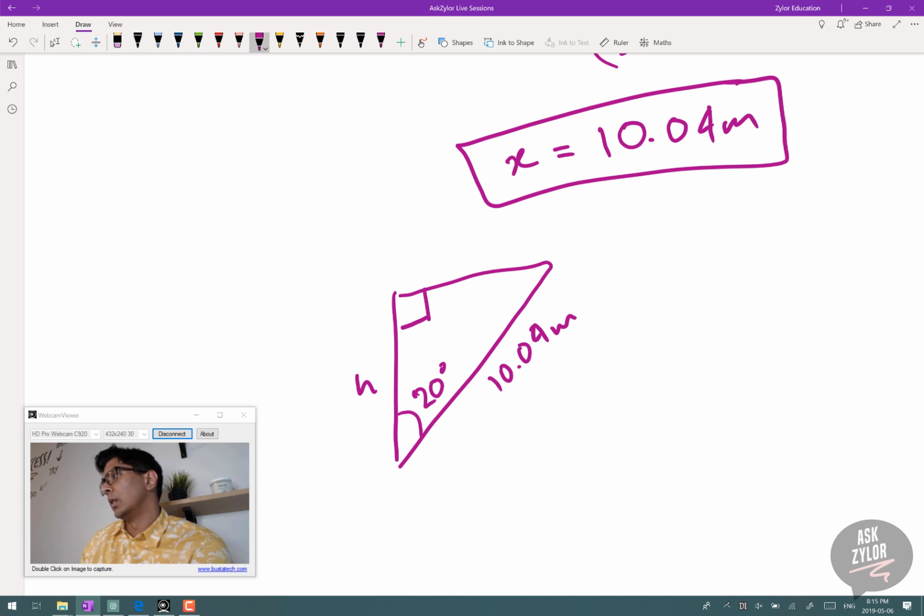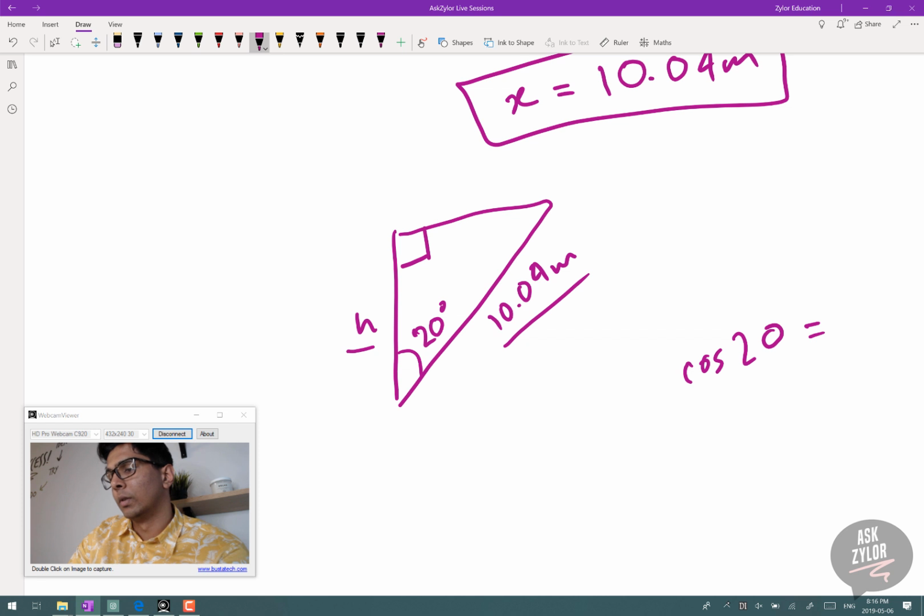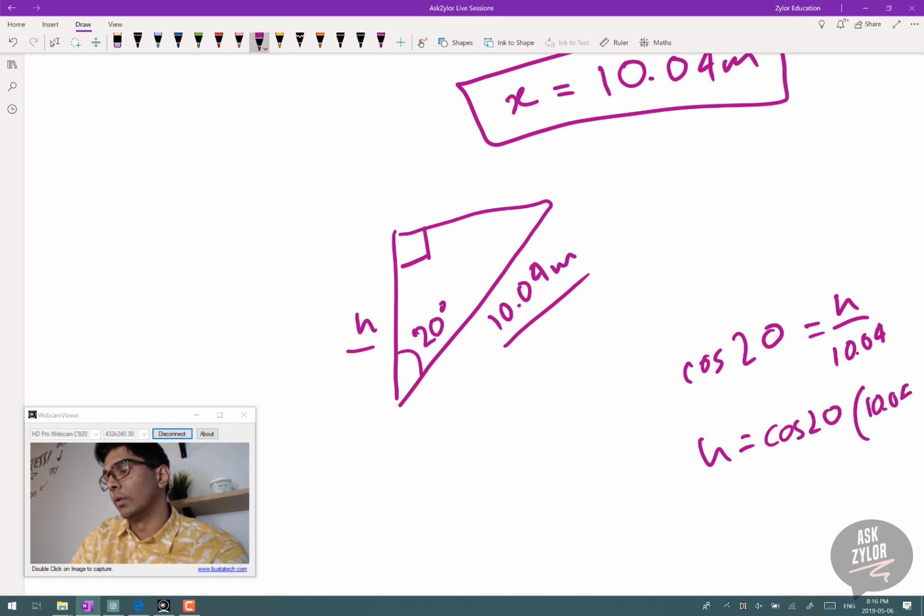Right. So then I should get sine of 20. Sorry, not sine. This is my hypotenuse. This is my adjacent. So I can do cos of 20 is equal to height over 10.04. So my height would end up being cos 20 times 10.04. So my height would end up being 9.48 meters.